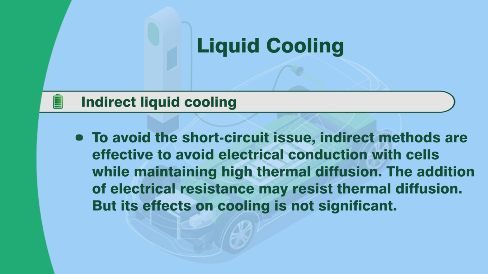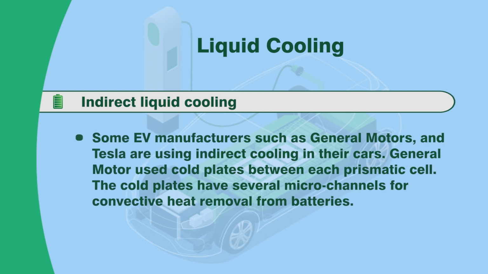In order to avoid this short circuit issue, indirect methods are effective to avoid electrical conduction with cells while maintaining high thermal diffusion. The addition of electrical resistance may resist thermal diffusion, but it also has some effect on cooling, and it is not very significant. Some EV manufacturers such as General Motors and Tesla are using indirect cooling in their cars.